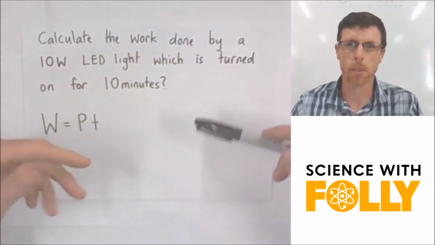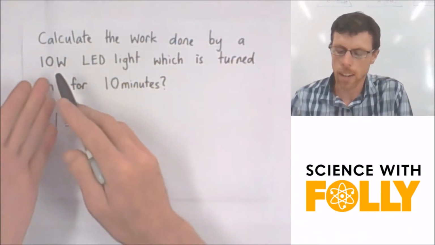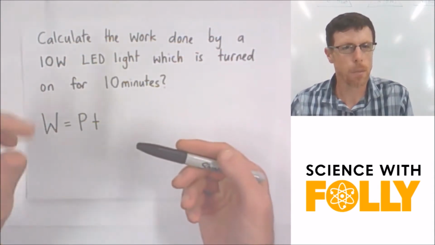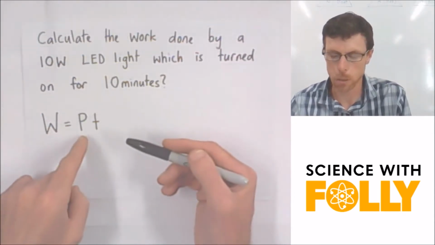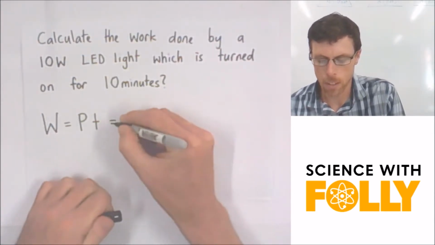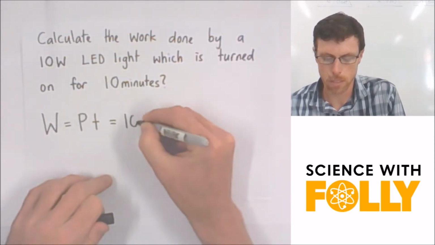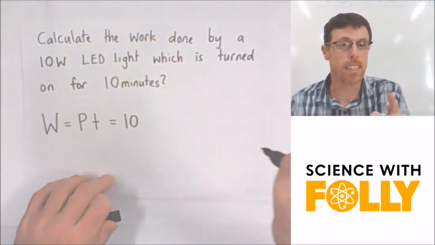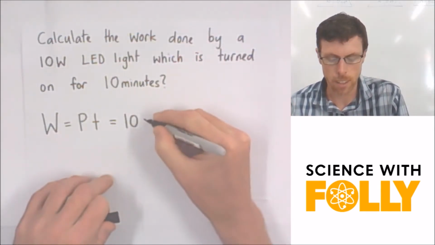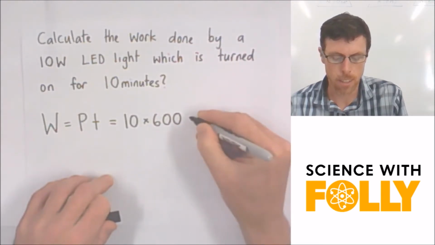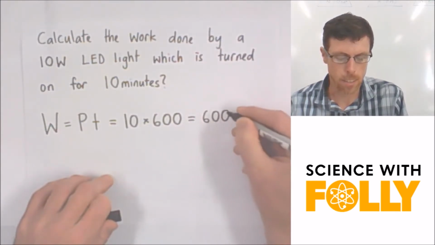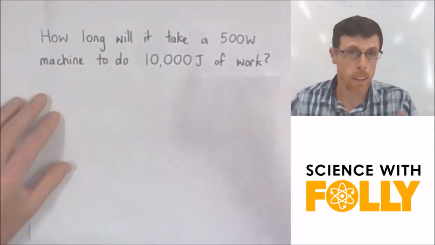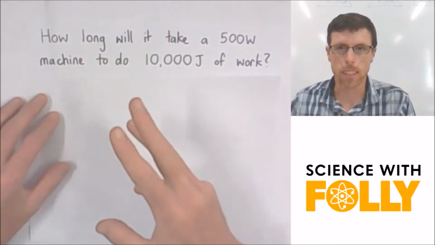Now let's rearrange the formula to calculate work. If I've got a 10 watt LED light and it's turned on for 10 minutes, how much work was done? Well, work equals power times the time. So my power here is 10 watts. And what's my time? That's not 10 seconds. So we go 10 times 60 equals 600 seconds. And my answer is 6,000, what's work measured in? Joules.